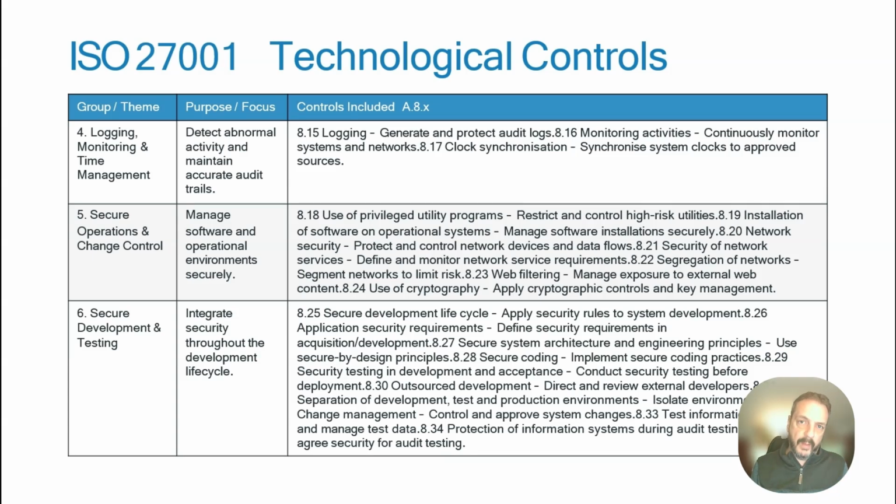8.5 then is about secure operations and change management. And this covers quite a wide variety of things that fall into this bucket. From 8.18 through to 8.24, you're looking at things about restricting who's got access to powerful utilities, things that could potentially damage if misused, that people can't just install any old software they want on any system that they want, that there's at least a process for approval in there, that you have things like segregation of networks, separating your production from your staging and test networks, if that's appropriate for your business, might not be.